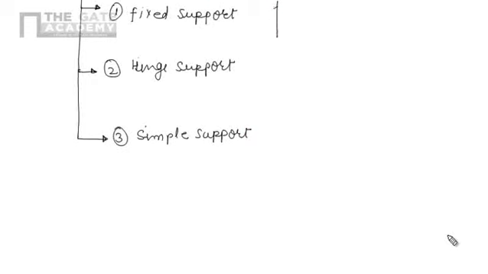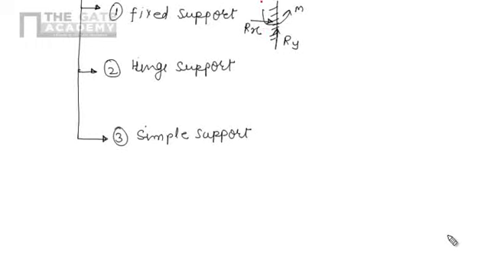It is represented in this manner. So fixed support will not allow any kind of translatory motion or any kind of rotatory motion. So if we talk about fixed support reaction in a 2D problem, there will be a horizontal reaction, suppose Rx, and there will be a vertical reaction Ry, and there will be a moment. So whatever motion we are restricting, on the basis of that, reaction will be generated at the support.